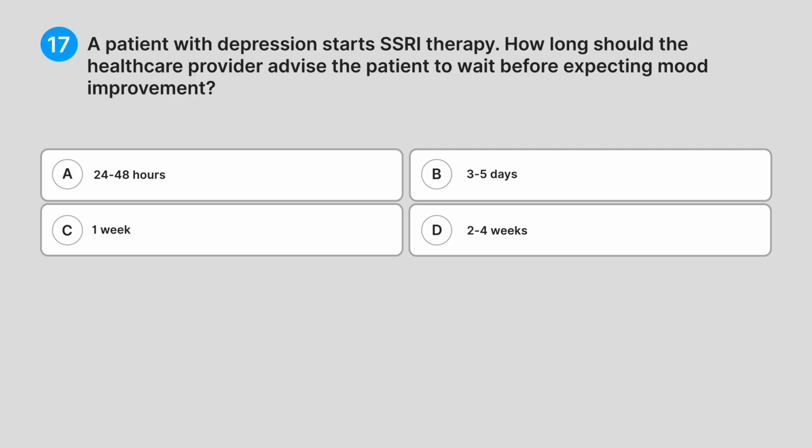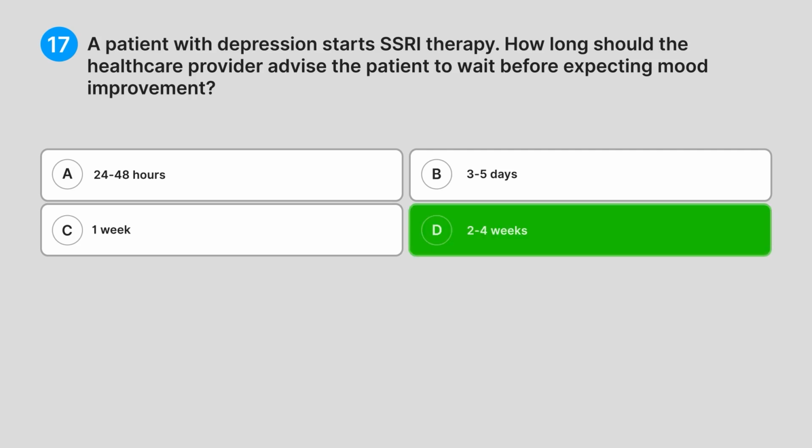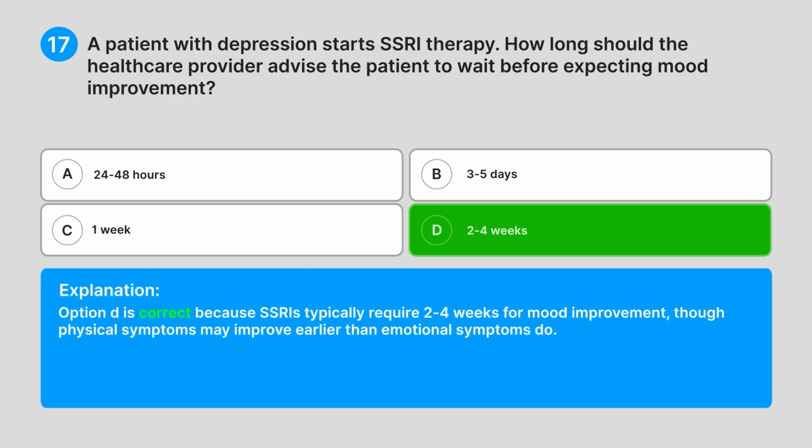Correct answer, D. 2-4 weeks. Explanation: option D is correct because SSRIs typically require 2-4 weeks for mood improvement, though physical symptoms may improve earlier than emotional symptoms do.